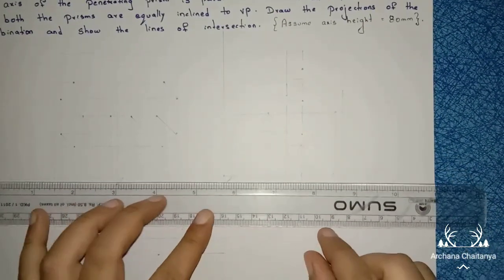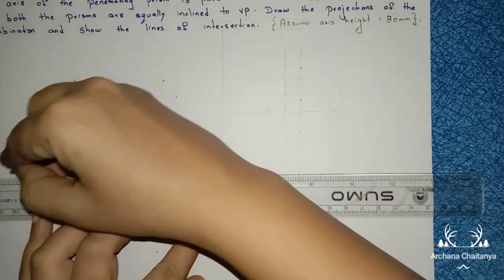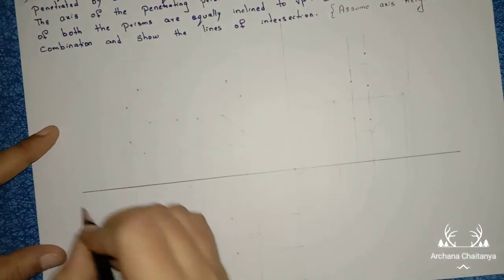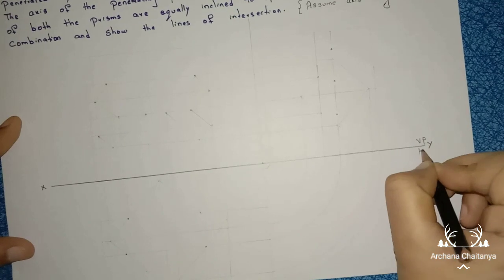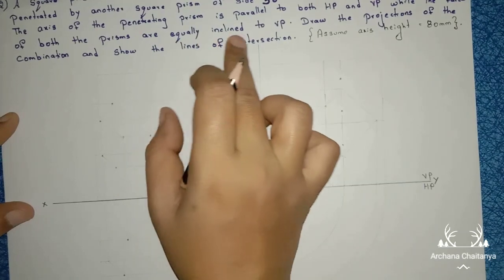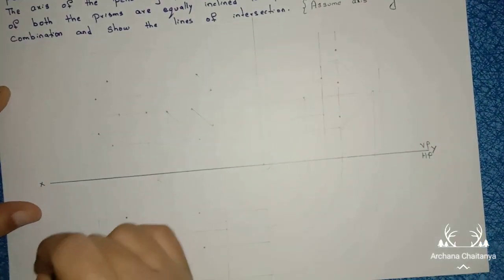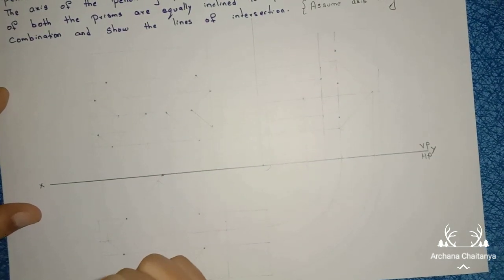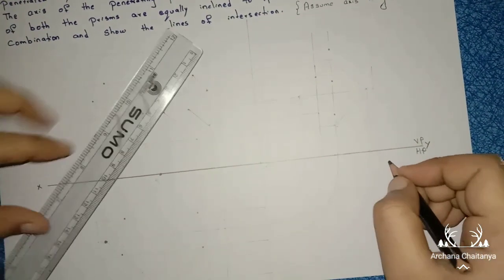First, construct the reference line of any length. Name it as XY, vertical plane, horizontal plane. So faces of both the prisms are equally inclined to VP. Equally inclined means the angle is 45 degrees. So mark any point on the reference line. Take 45 degrees angle.